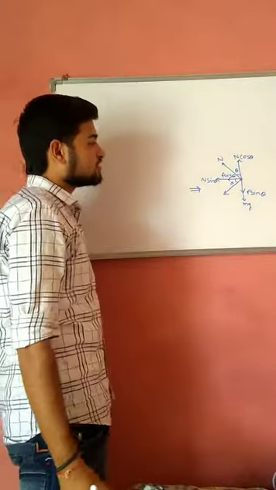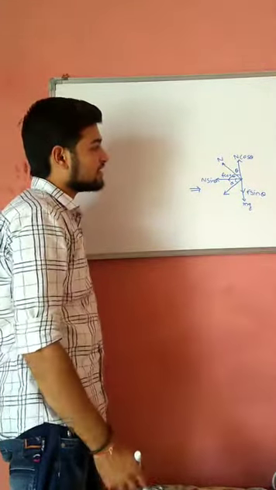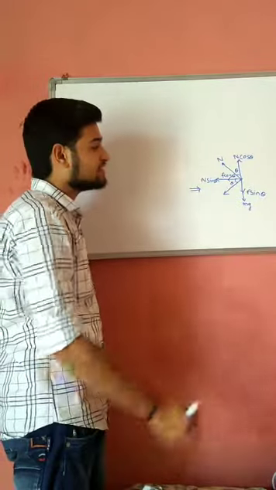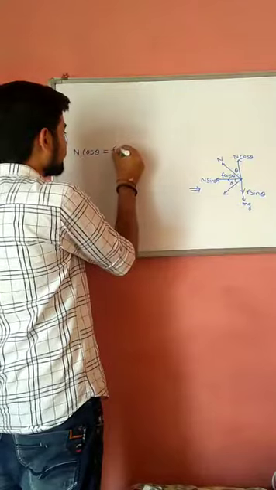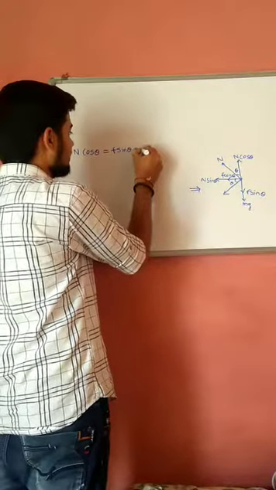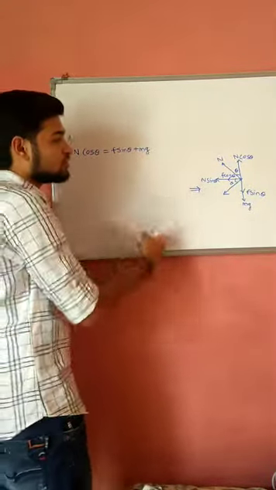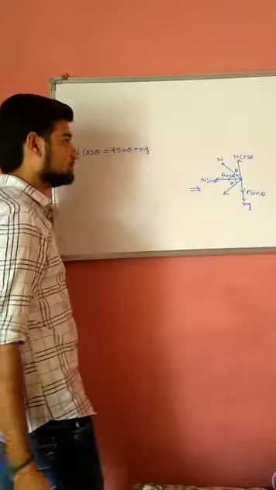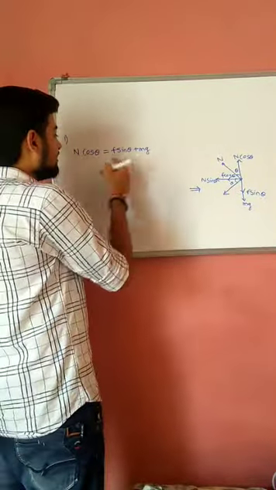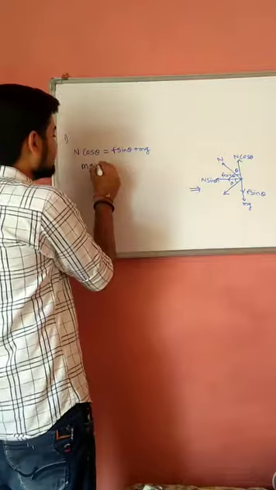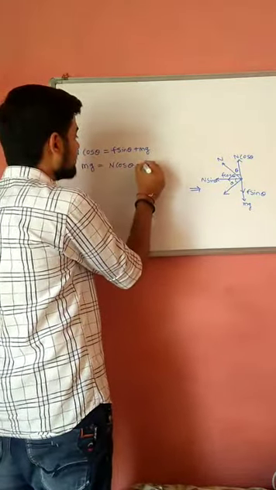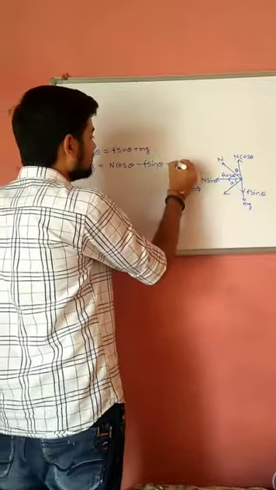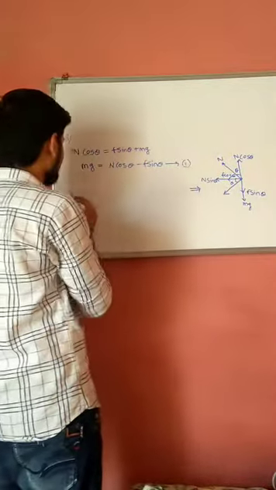The second vertical forces, which are in the opposite direction of N cos theta and in the downward direction, that is F sin theta and mg. That is F sin theta plus mg. I have written here plus because both forces are in the same direction. Now write in terms of mg at LHS, that is mg is equal to N cos theta minus F sin theta. Give it as equation number 1.